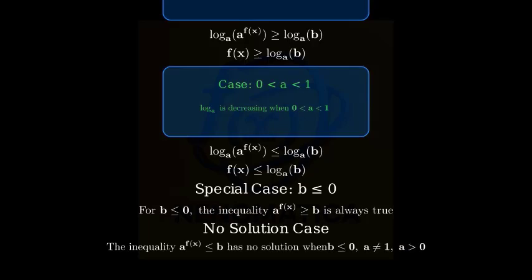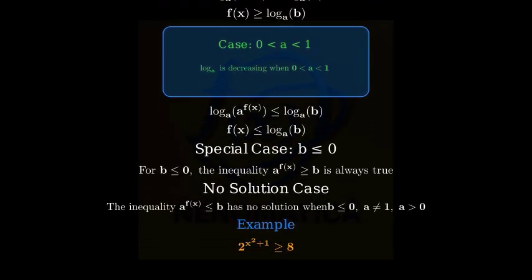Additionally, it's important to note that the inequality a to the power of f of x is less than or equal to b has no solution when b is less than or equal to 0, a is not equal to 1 and a is greater than 0. This is because a to any power will always be positive, so it can never be less than or equal to a non-positive number. Let's solve an example to make this concept clearer.